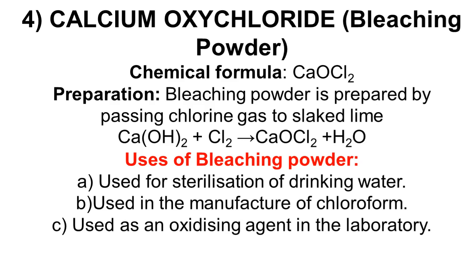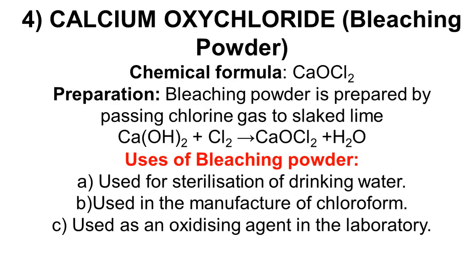You know what is slaked lime? That is Ca(OH)2, calcium hydroxide. When you pass the chlorine gas to the slaked lime, we get one more important salt which is yellow in color, that is calcium oxychloride, which is known as bleaching powder.